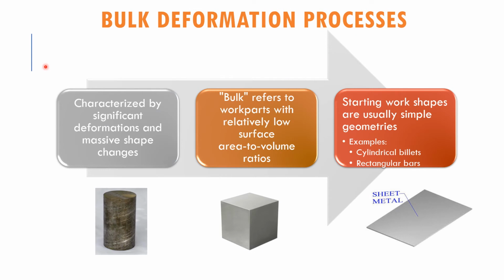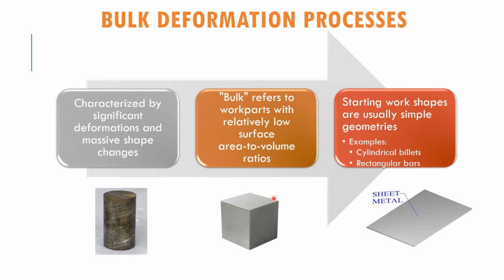So bulk deformation process is characterized by significant deformation and massive shape changes, meaning that in the end, this work material will be changed dramatically into something else with a certain shape. Bulk in this bulk deformation process is referring to the work part with a relatively low surface area to volume ratio. So what does it mean here?